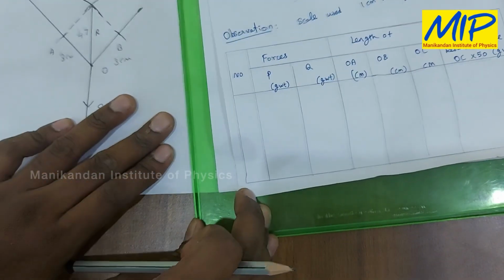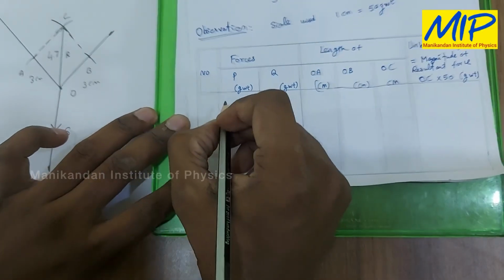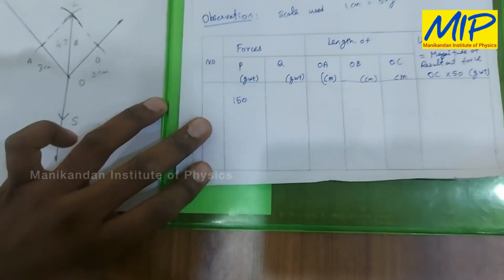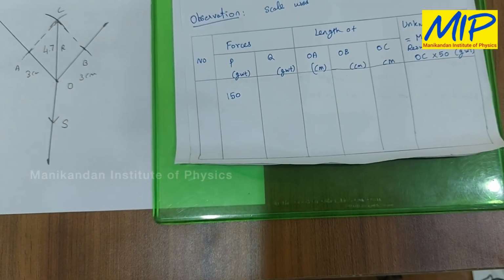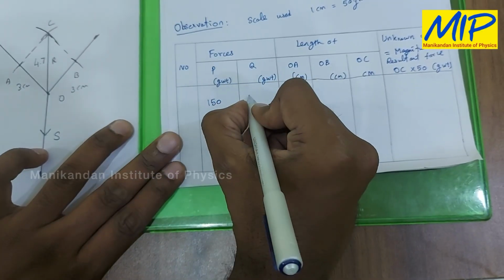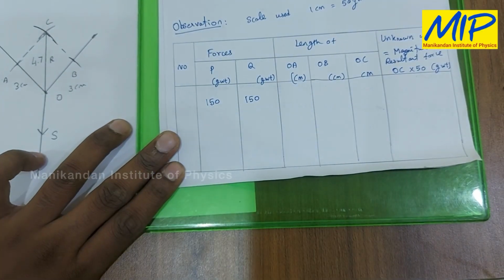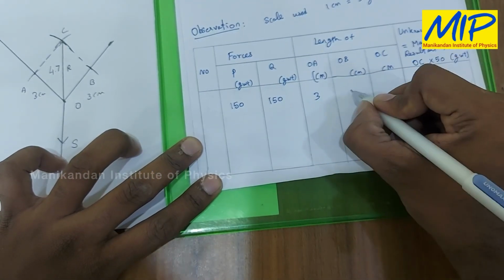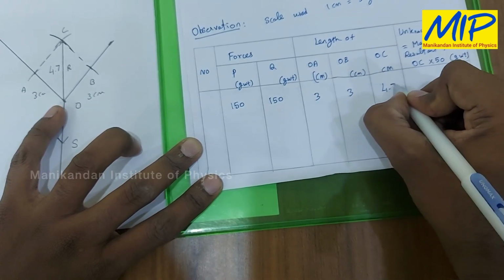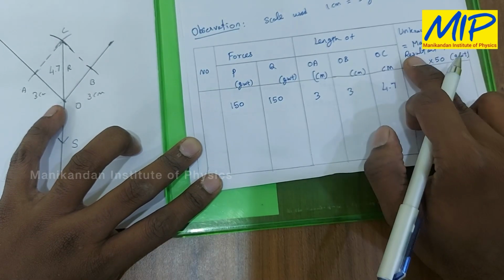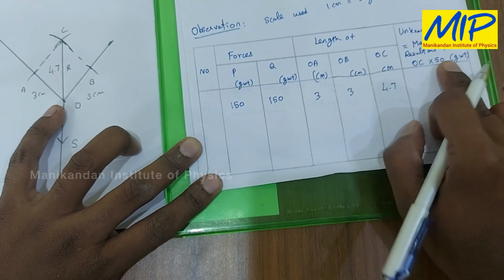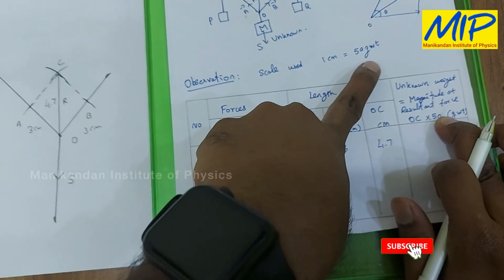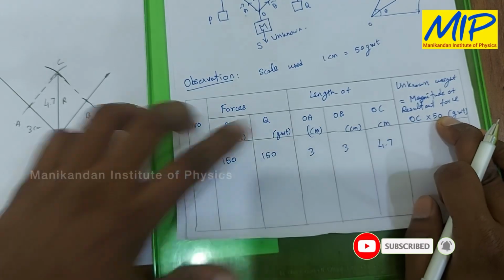So my weight in P and Q will be 150 grams. The weight in P is 150, here it will be 150, and then the length of OA in centimeters is 3, this is also 3, this is going to be 4.7. So the unknown weight equals the magnitude of the resultant force OC into 50, because we use the scale here: 1 centimeter equals 50 grams of weight. Here we have 4.7 centimeters.